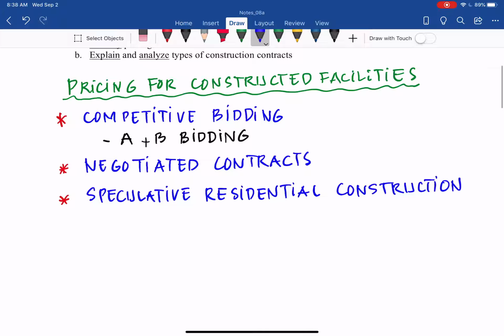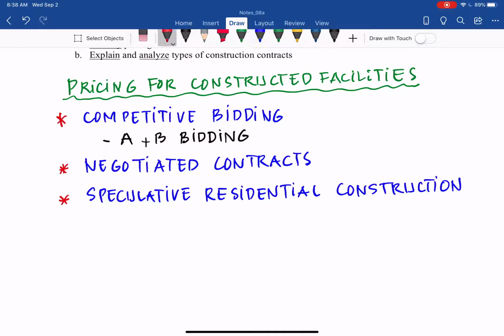And for this one, as its name implies, speculative, that applies to residential construction. So sometimes the developer develops and builds residential houses or condos or apartments, and at the point that they build, we don't know who the customer is, who the household that will use it is, but we just build that. And then when the potential buyer comes, we can negotiate, and whatever the market price is at the time of the decision to sell, then that becomes the price for that constructed facility.